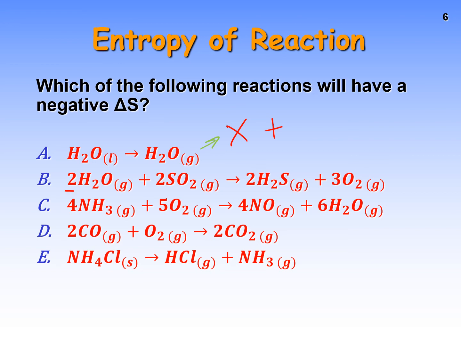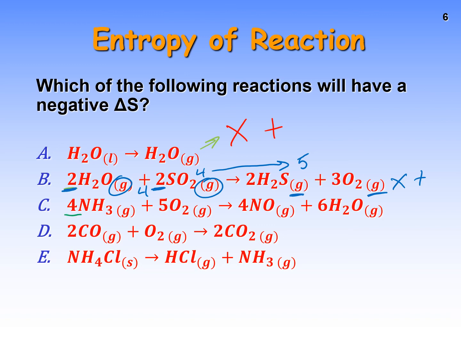If we look at this, we have 2 of that, 2 of this reacting with 2 of this. They're both gases. So we have 4 reactants going to 5 products, all of them gases. Well, 4 things going to 5 things, that's definitely more disordered. So we have a positive delta S. So that's not it.